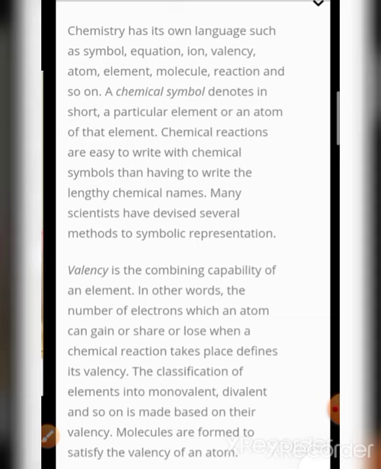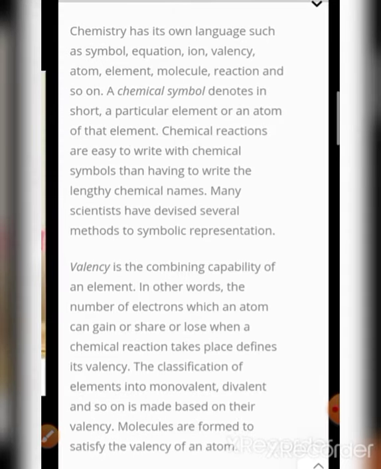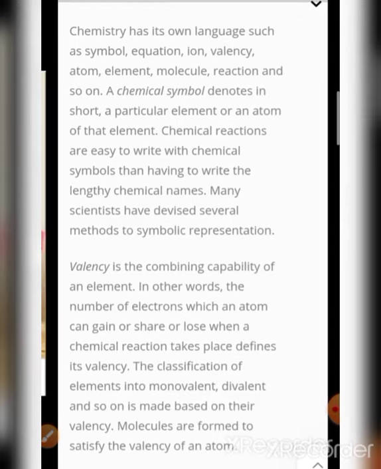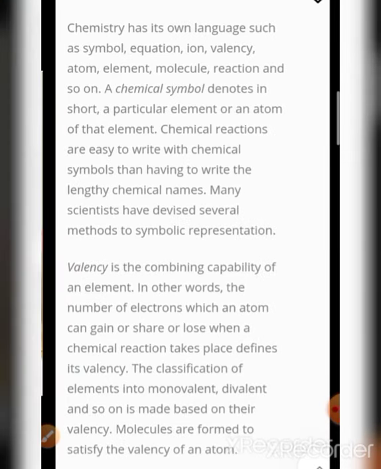Chemical reactions are easy to write with chemical symbols rather than having to write the lengthy chemical names. Just like you are going to write sodium plus water gives sodium hydroxide. In comparison to it, symbolic representation is easy. Many scientists have devised several methods of symbolic representation.